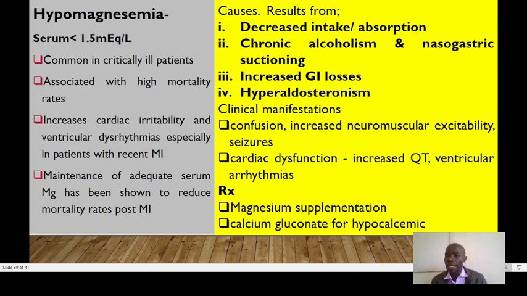For hypomagnesemia, we're talking of a serum level of less than 1.5, and it is very common in critically ill patients. It is associated with a high mortality rate, so increased cardiac irritability and ventricular dysrhythmia, especially in patients with a recent myocardial infarction. So maintenance of adequate serum magnesium has been shown to reduce mortality rates post MIs.